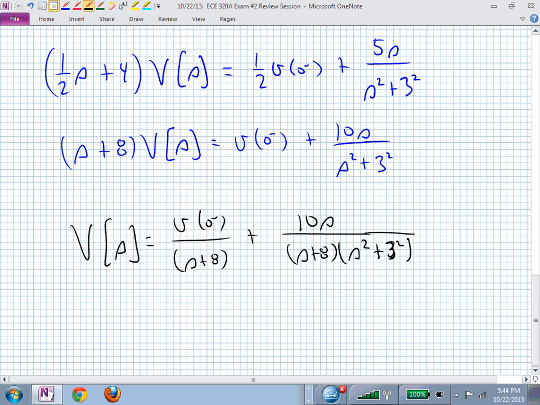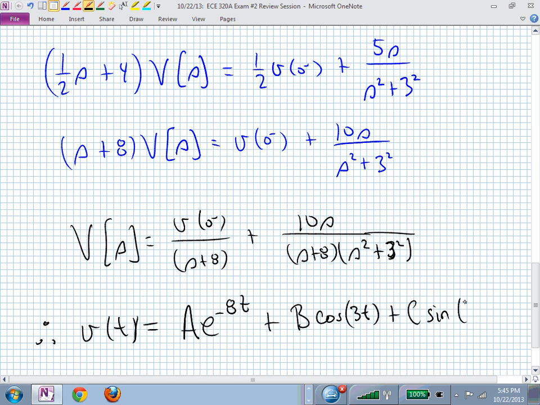Meaning now I can write, really, just based on that discussion that I just had, that was my thought process that I would be doing on the exam. I would say, okay, therefore, v of t is now going to be just some a e to the minus 8t, plus a b cosine of 3t plus a c sine of 3t for non-negative values of time. Is that okay?